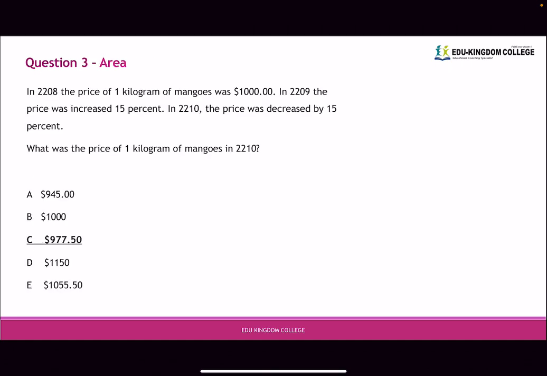Now, question 3, we have a very expensive set of mangoes. So 1 kilogram equals $1,000. Imagine having $1,000 in 2209, which is a very long time from now. The price increases by 15%. So this is 2208, 2209. 1 kilogram increases by 150 if you do the math. So 15% of 1,000 is 150. Add that on, you get 1,150.